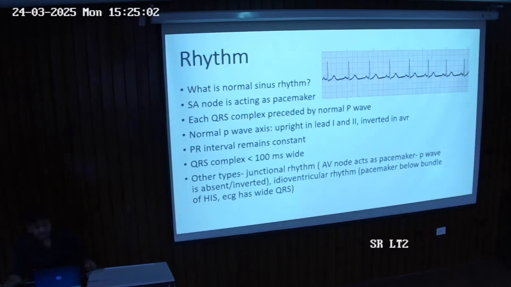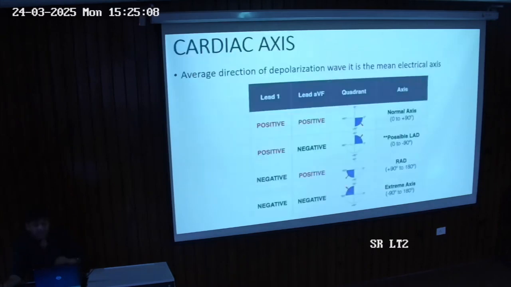Another type is the junctional rhythm, where the AV node acts as the pacemaker. Cardiac axis: when there is a normal axis, lead 1, it's roughly, not exact. If lead 1 and lead AVF have positive waves, then it means upright waves.